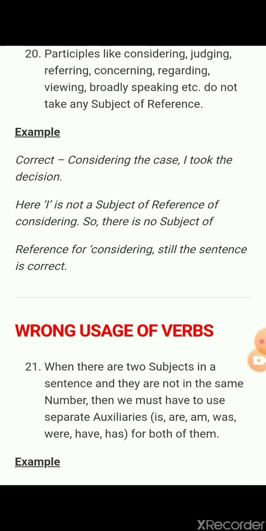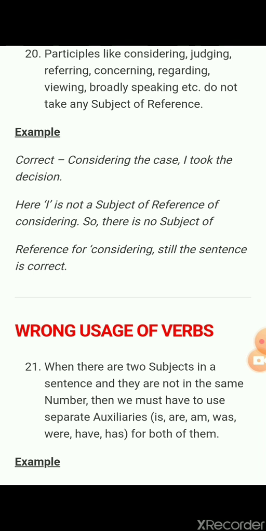Wrong usage of verbs. There are a lot of errors we can encounter while practicing or preparing. So all the errors related to the verbs, in our next segment, just look at that.